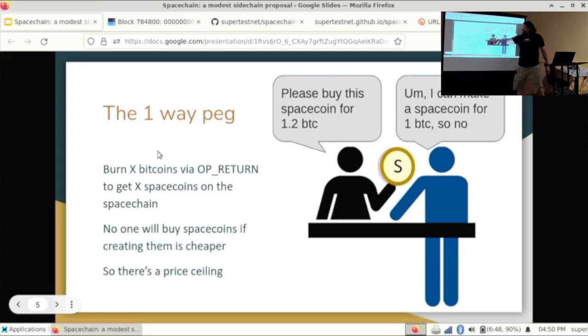Basically, Bitcoin has this function called OP_RETURN. It's part of Bitcoin script. If you use OP_RETURN in a Bitcoin script, you can destroy Bitcoin. You can send it to an output that basically always returns nothing, and if someone tries to spend those coins, they can't. So you can use this to completely burn bitcoins.